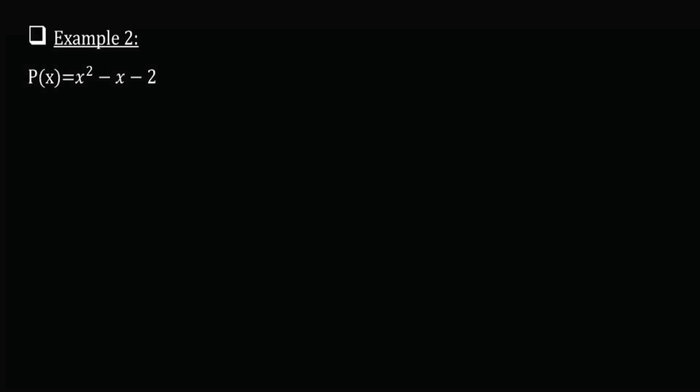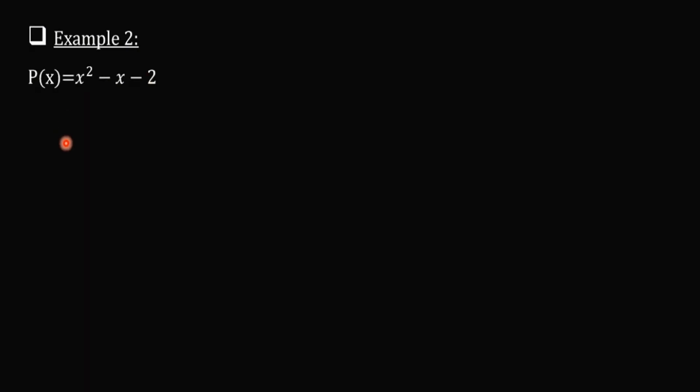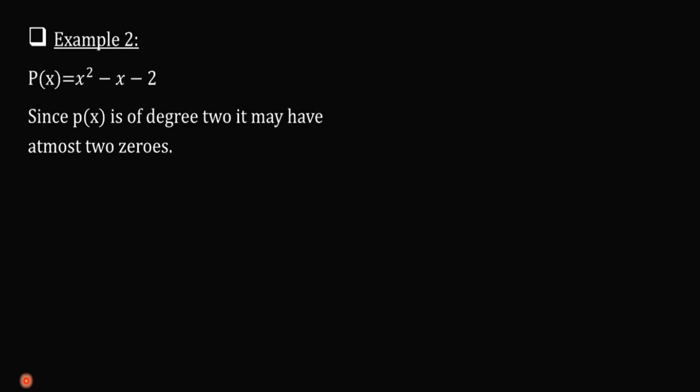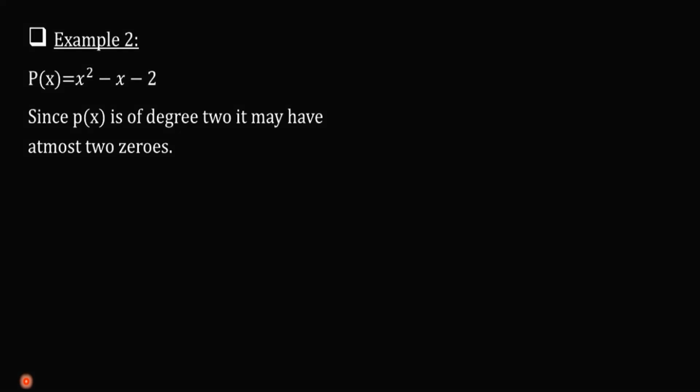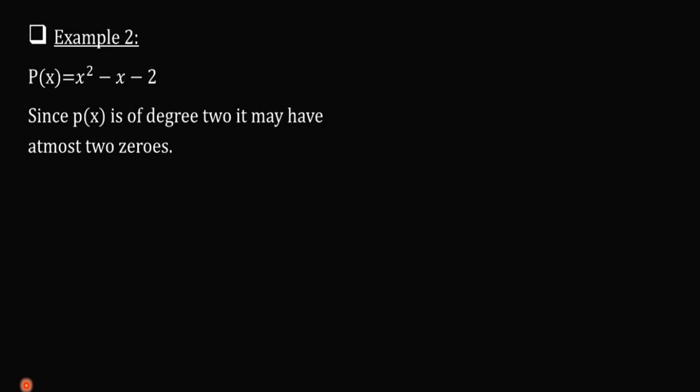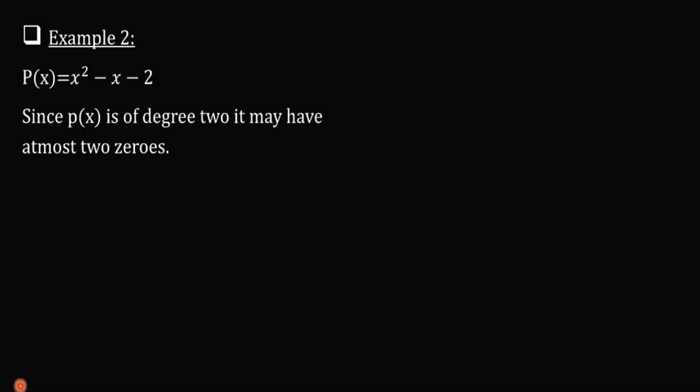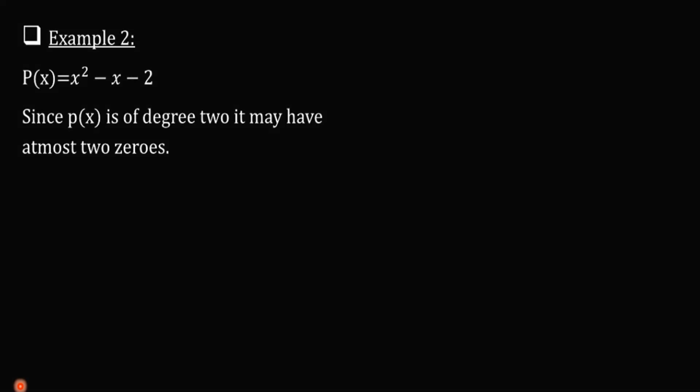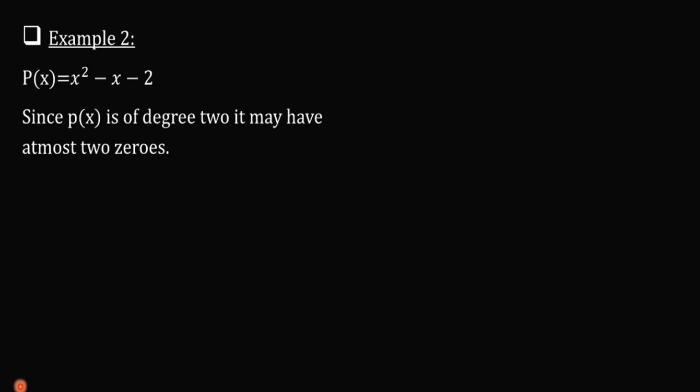So in the next example, p of x equal to x square minus x minus 2. This is a polynomial of degree 2. Then at most it may have two zeros. That is, the maximum number of zeros the polynomial can have is 2. It can have no zeros, 1 zero, or at most 2 zeros. The maximum number of zeros the polynomial will have is 2, not more than that.